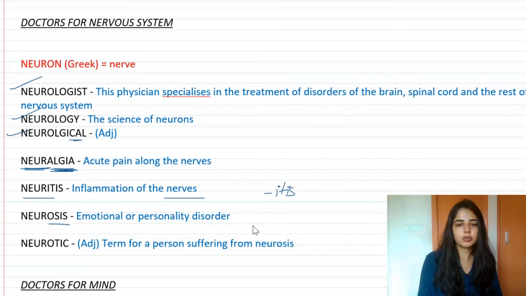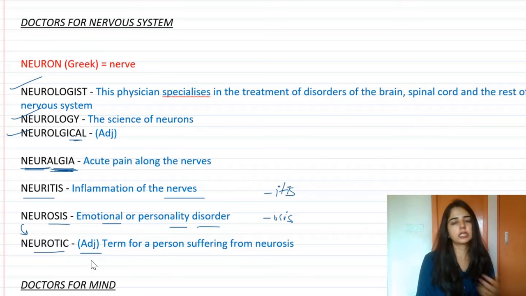Neurosis. See, whenever you see this word osis, it means some disorder. Okay, neurosis. We will also see psychosis. So osis is any disorder. Neurosis means nervous system ka disorder, which means if your nervous system is all over the place, you may have some emotional or personality disorder because your brain is not functioning properly, your nerves, your neurons are not wiring properly. So emotional and personality disorder is known as neurosis. Neurotic, a term for a person suffering from neurosis. Okay. Anyone who is suffering from something like a bipolar disorder will be called a neurotic person.